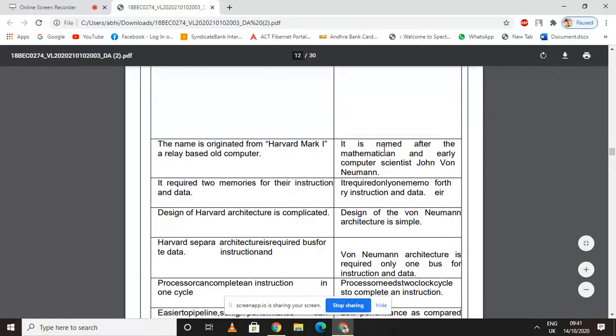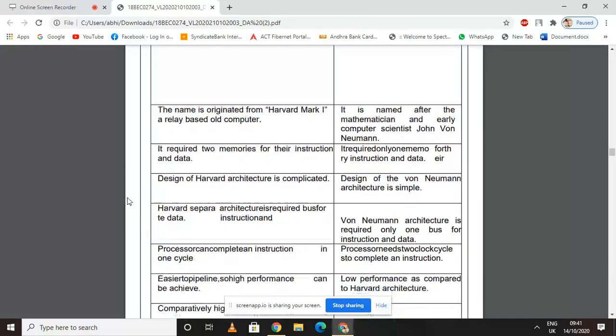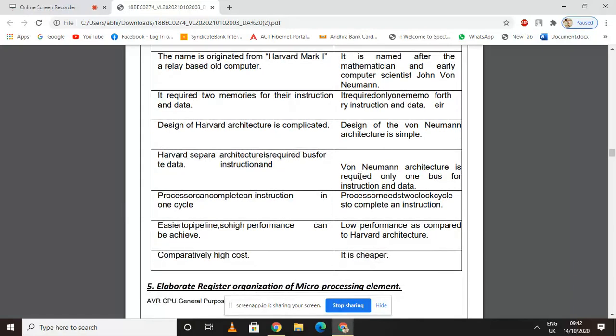Von Neumann architecture is named after the mathematician and early computer scientist John von Neumann. Harvard architecture requires two memories, one for instructions and one for data, whereas von Neumann architecture requires only one. Harvard architecture design is very complicated, whereas von Neumann design is very simple. Harvard architecture requires separate buses for data and instructions, whereas von Neumann architecture requires only one bus for instructions and data.